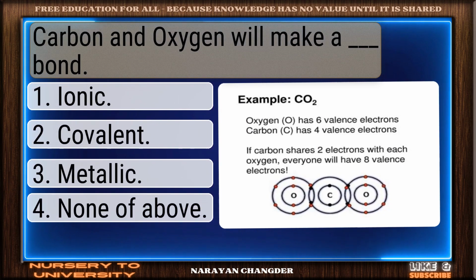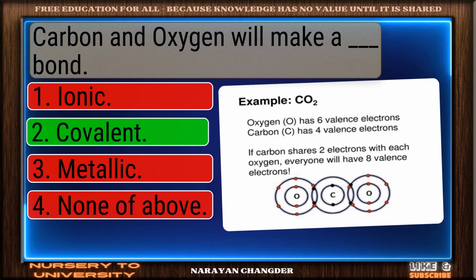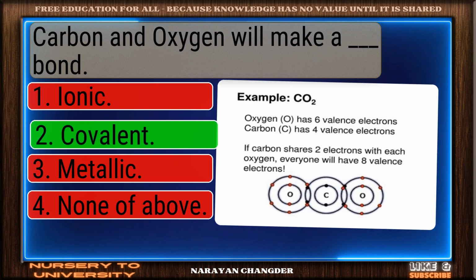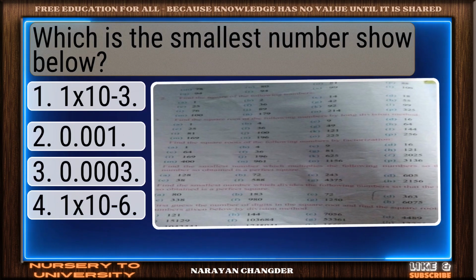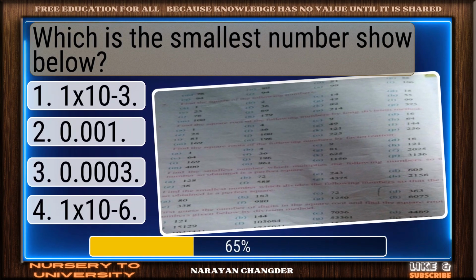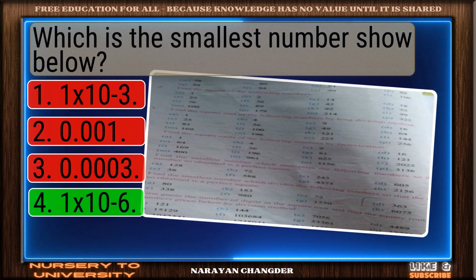Carbon and oxygen will make a dash bond. Smart move. Covalent is an accurate answer. Which is the smallest number shown below? Smart pick. 10.6 is the correct choice.